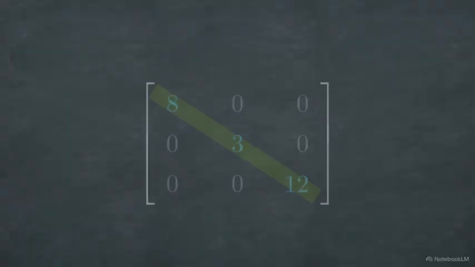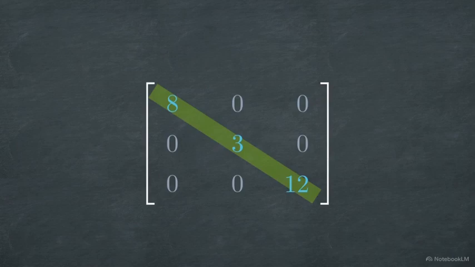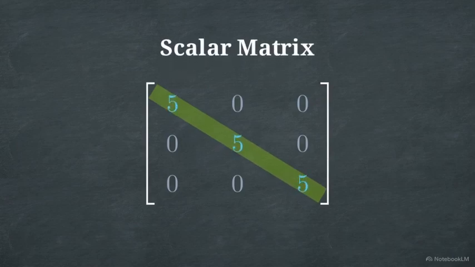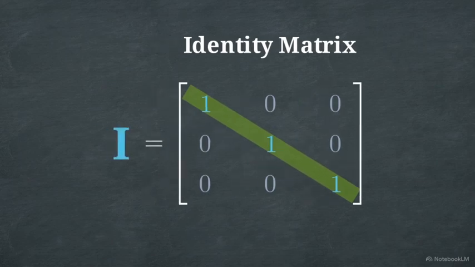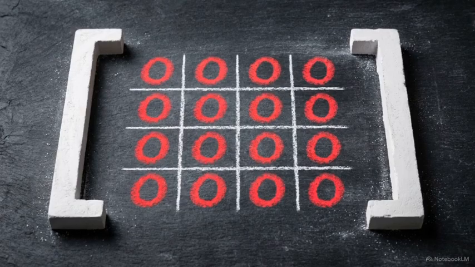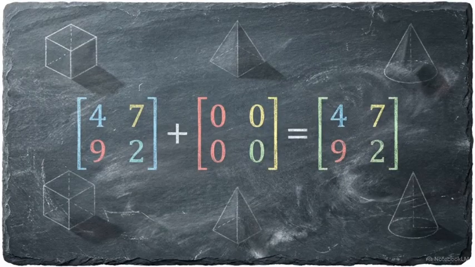If the numbers on that diagonal share the exact same value, it's a scalar matrix. If those numbers are all 1, it's the identity matrix, represented by I. It behaves like the number 1 in multiplication. Anything multiplied by it stays exactly the same. Similarly, if every single entry across an entire matrix is a 0, we call it a 0 matrix. Just like the number 0, adding it to another matrix doesn't change the original values at all.